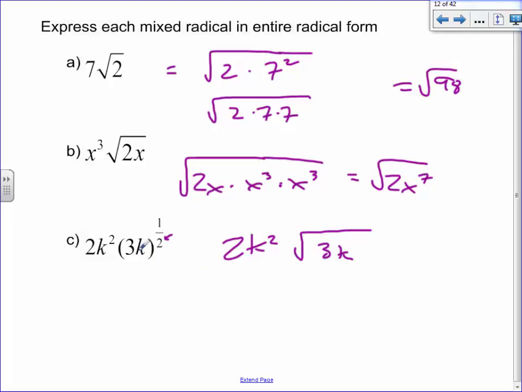Usually you have to put some. If there was no bracket, it would imply that only the k was square rooted. So what you'd have is you'd have 3k squared 3, and then you'd square root just the k. But because of the bracket, both the 3 and the k go inside it.